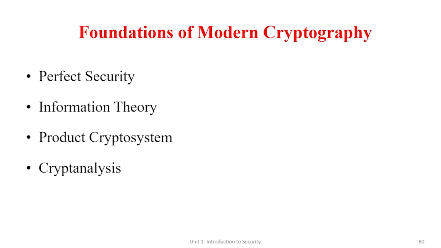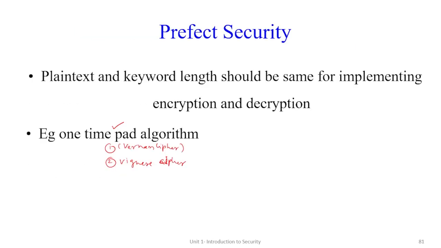Welcome to the cryptography session. The last topic in the first unit is the foundations of modern cryptography, or the mechanisms used in recent cryptography. There are four main topics: first, perfect security, information theory, product crypto system, and cryptanalysis. Let us discuss each term in turn.